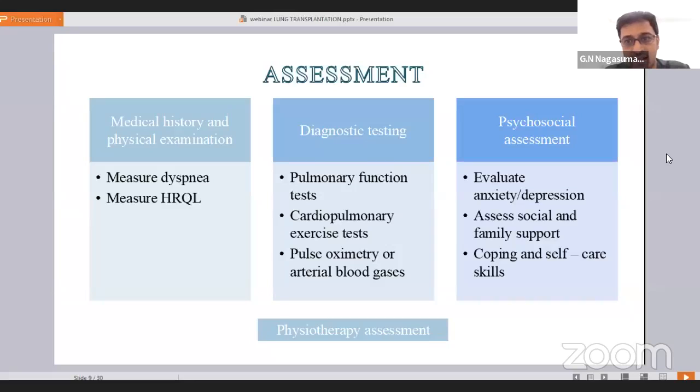In psychological assessments, definitely the patient should be free from anxiety and depression. The family members have to support the patient, and the patient should be in a position to understand what I am expecting. If the patient is coming to me with very high expectations, I need to lower his expectations, and I need to explain clearly when the outcome measures will be expected.